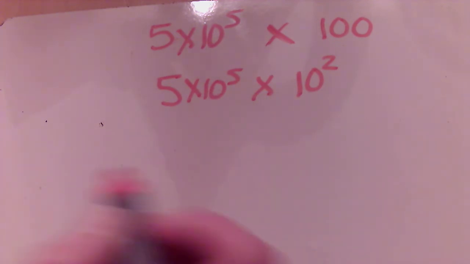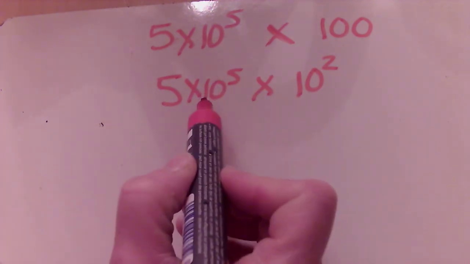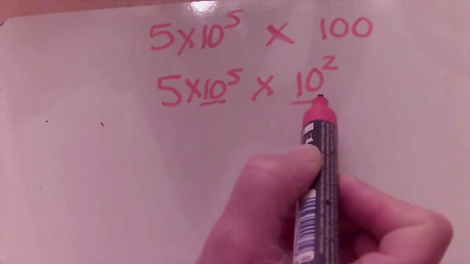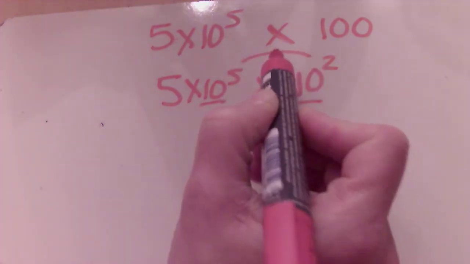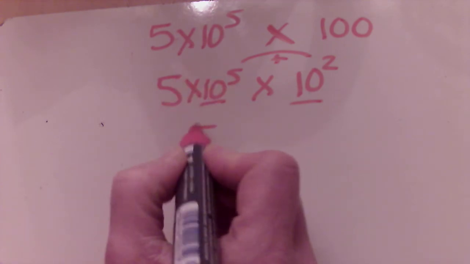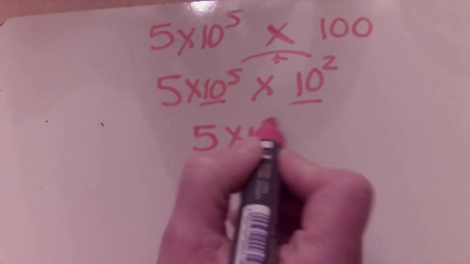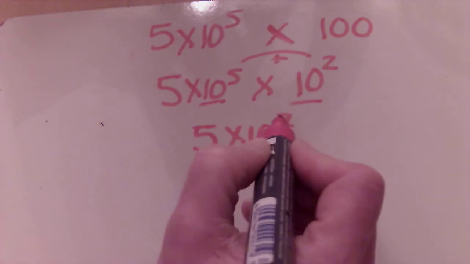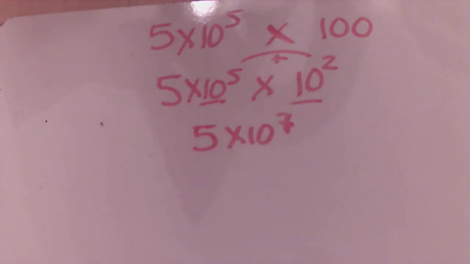With what I know about exponent laws, I can multiply 10 to the fifth times 10 to the second just by adding the powers, because those have the same base. So really, this becomes the number 5 times 10 to the seventh. And that is how many pieces of paper are in the 100 cases of paper the school ordered.